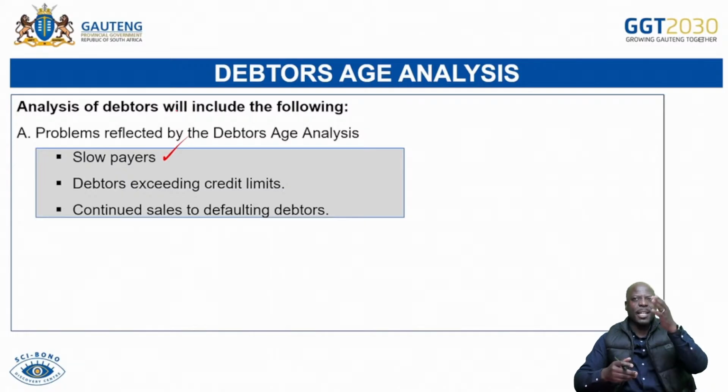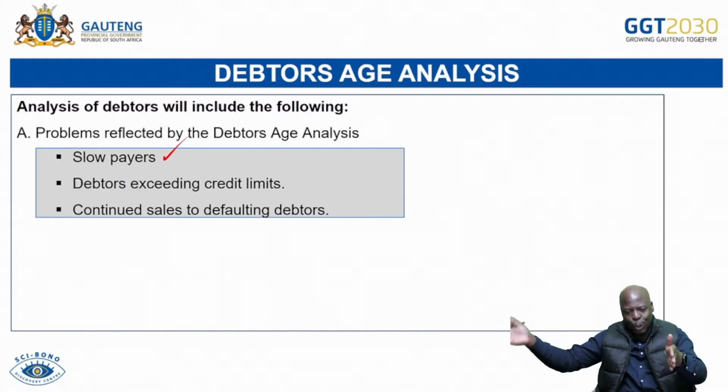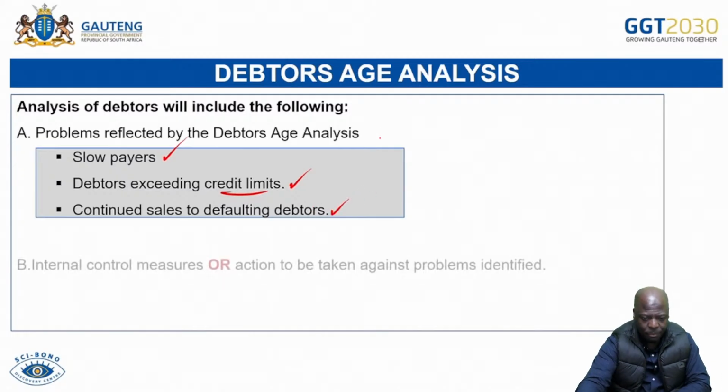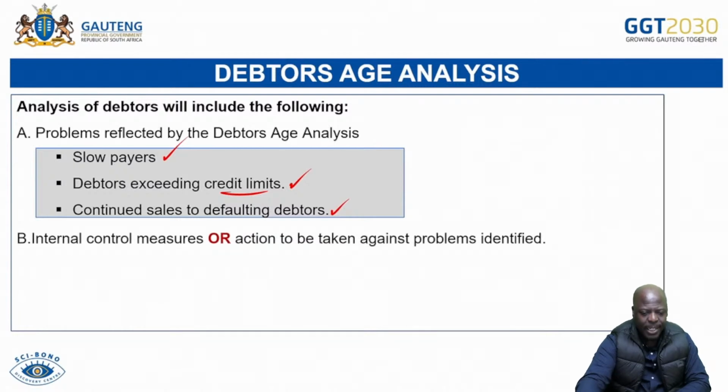You can find that we have a debtor that pays in March, jumps April, then pays in May, jumps May, jumps June, pays in July. That's a slow payer. Or we look at debtors that are exceeding credit limits. Remember, credit limits, the maximum in terms of rands that we allow them to buy. And then we look at debtors that we continue selling to even when they're defaulting. And then we also look at internal control measures or actions that must be taken against problematic debtors.